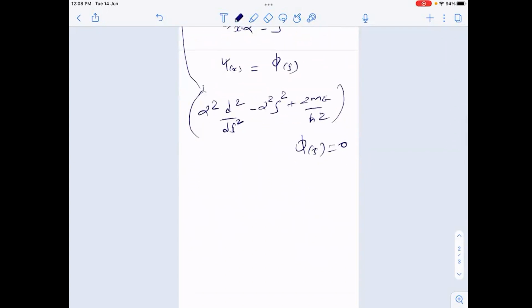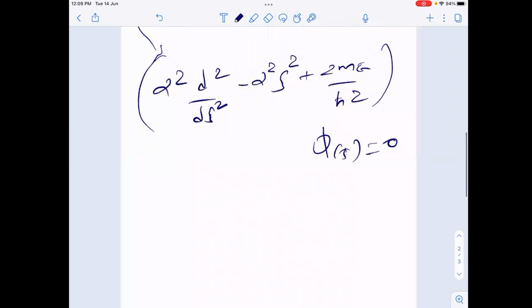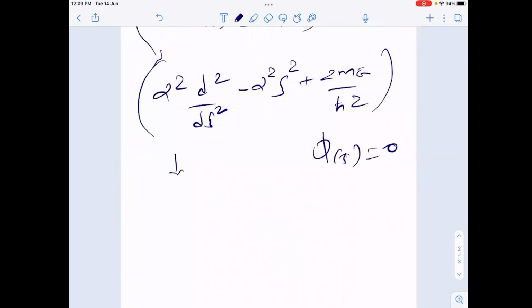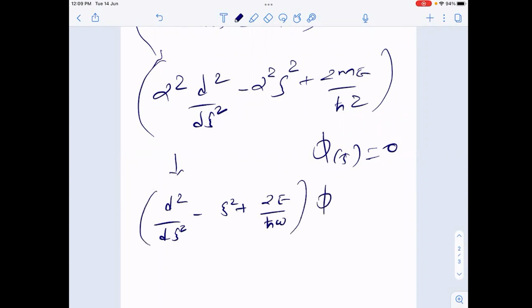So ultimately, a simpler form of this equation will be d squared by d chi squared minus chi squared plus 2E upon h-cut omega, phi of chi is equal to 0.